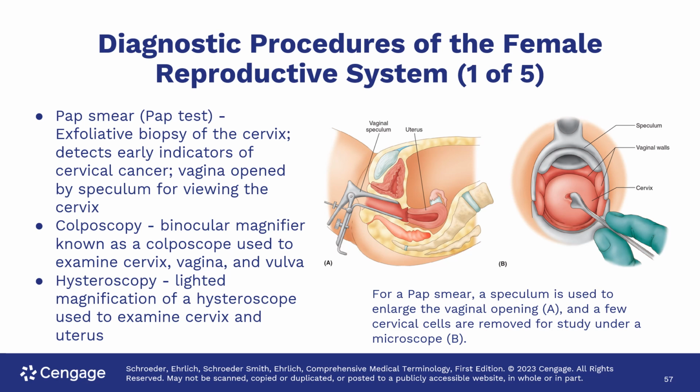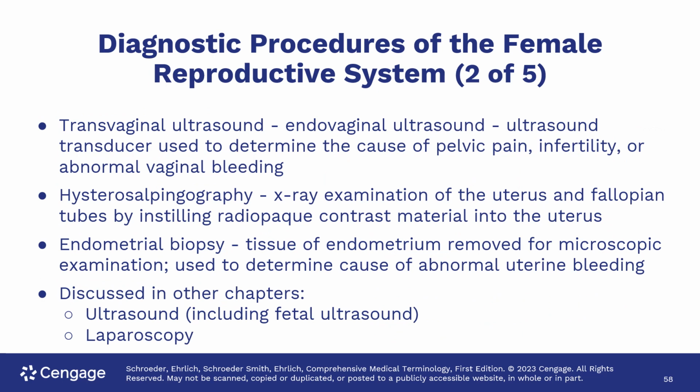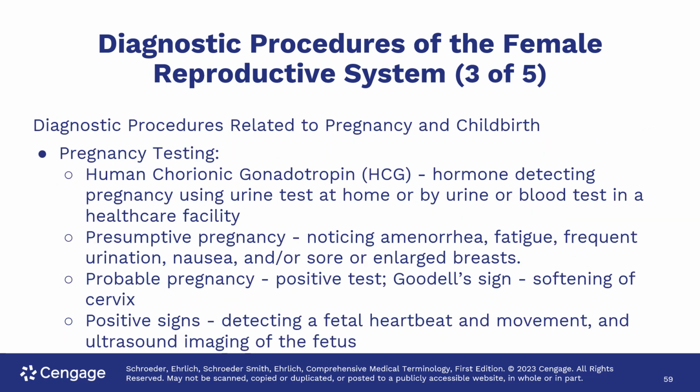How do we diagnose problems? We test tissue by pap smears, colposcopy, or we use a scope to look via hysteroscopy. We can also use ultrasound and X-ray. Testing during pregnancy is blood testing and ultrasound.